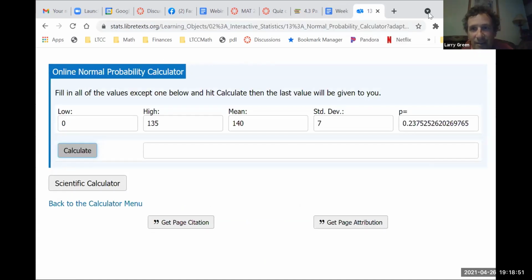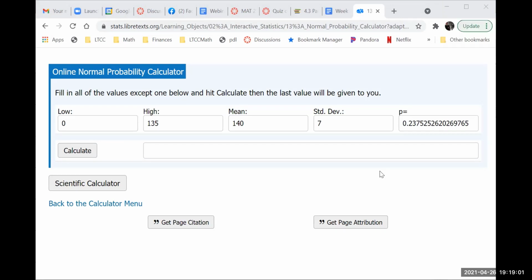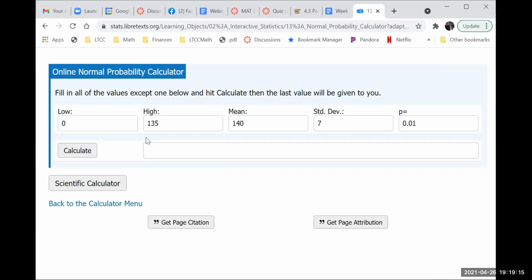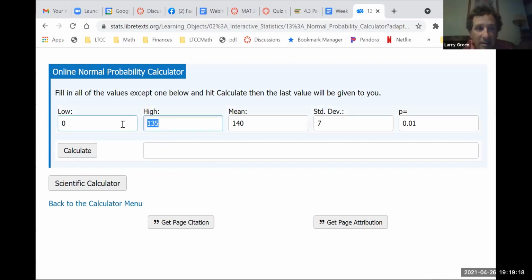Okay, so now we want a 1% chance. Where does that 1% go? Probability? Yep, P. And you write that as 0.01. What is left blank? The high, because that's our return date. And that's what we're not sure yet. We're going to try and negotiate. The low is still 0. And I hit calculate.